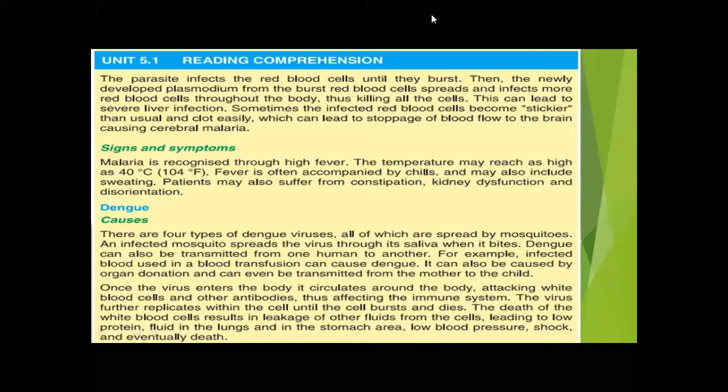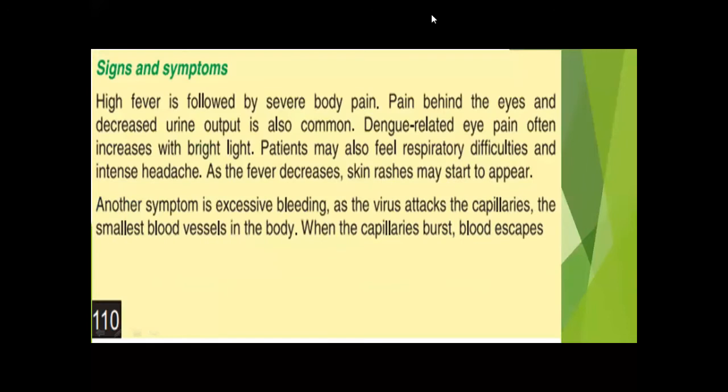And you know, the symptoms of dengue appear 3 to 15 days after the mosquito bite and include high fever and severe headache with severe pain behind the eyes that worsens when trying to move the eyes. Other associated symptoms are joint pain and muscle pain, rash on the body, and vomiting. Skin rashes may start to appear.